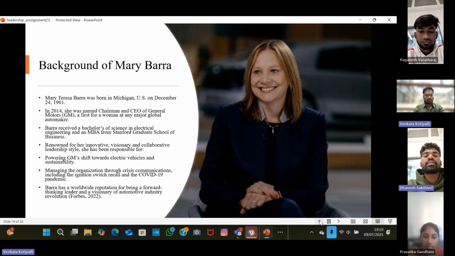Barra received a Bachelor of Science in Electrical Engineering and an MBA from Stanford Graduate School of Business, renowned for her innovative, visionary, and collaborative leadership style. She has been responsible for powering a brilliant shift toward electric vehicles and sustainability, managing organizational trust and crisis communications, including the ignition switch recall and the COVID-19 pandemic.